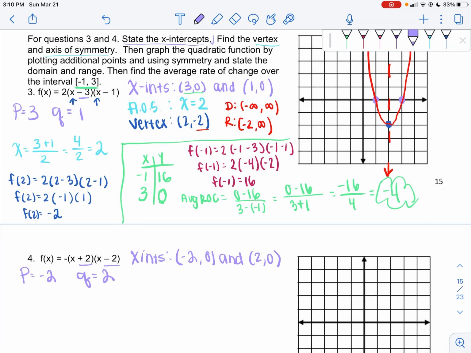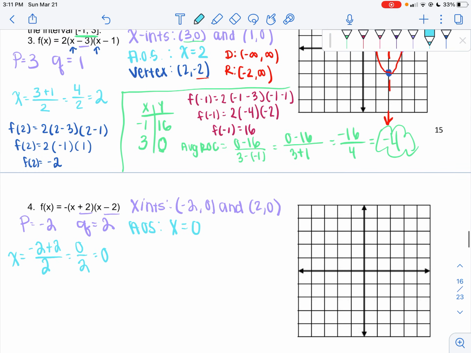Okay, now we want to find the vertex and the axis of symmetry. So we're going to take the average of those x values, so -2 plus 2 over 2, getting ahead of myself here. So -2 plus 2 is 0 over 2 gives us 0. So the axis of symmetry is x equals 0.